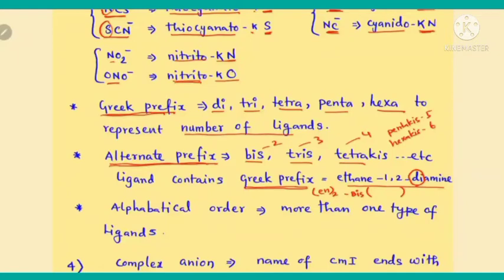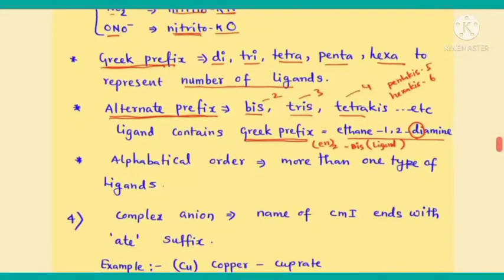Okay, right. Then whenever we use alternate prefix, the name of the ligand is enclosed in brackets. So after bis, ethane-1,2-diamine is enclosed in brackets. While using Greek prefixes, we don't enclose the ligand name, but while using alternate prefixes bis, tris, etc., the ligand name must be enclosed. Okay, right. Then we follow alphabetical order. See, in a complex, if there is more than one kind of ligand, then we are supposed to follow alphabetical order.